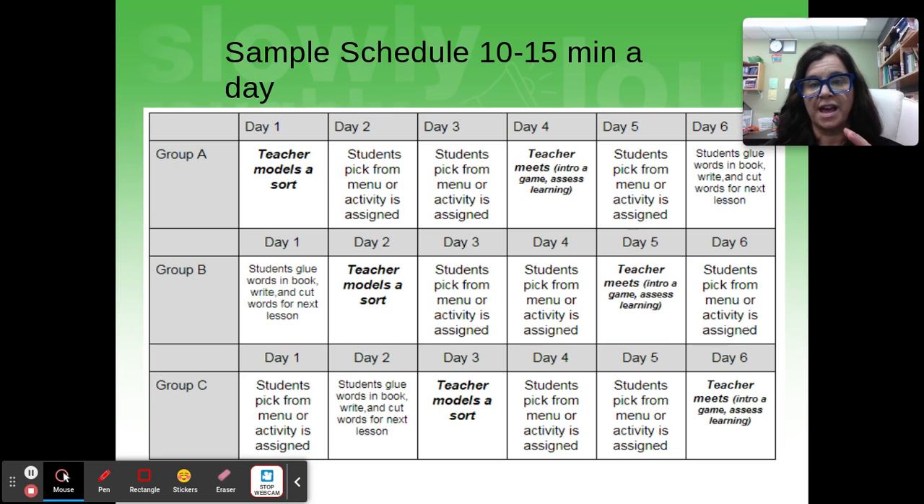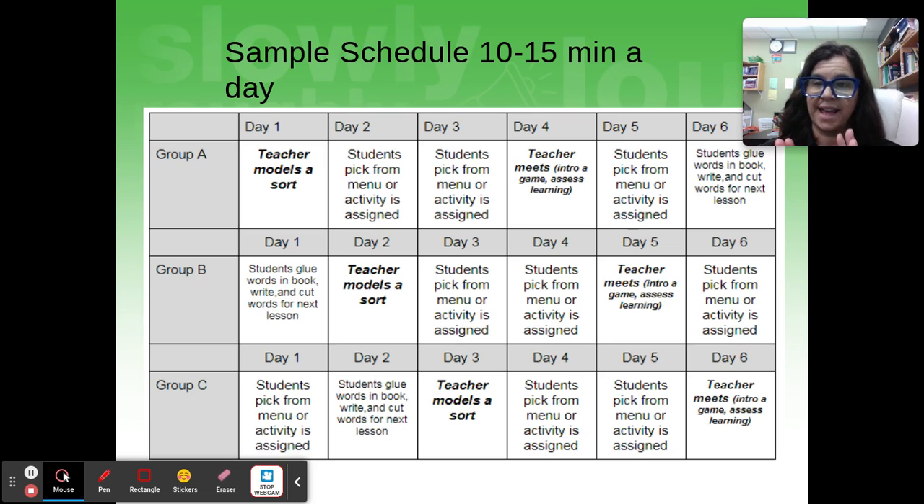Now, some teachers give an assessment at a completely different time of day. So maybe they pull group A during WIN time, and they say, I'm going to give you an assessment. And they pull group B during another day's WIN time after they've had their sort for 4 or 5 days and give an assessment. That kind of stuff is up to you, but I do like this rotating schedule where you're only meeting with one group each day, and the other groups are working on their sorts, and that seems to work fairly well.